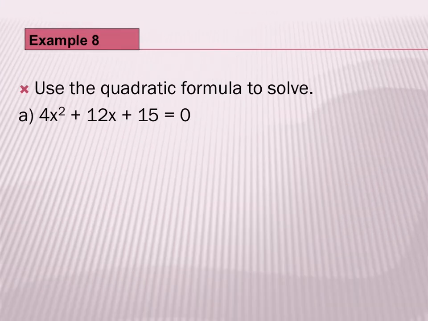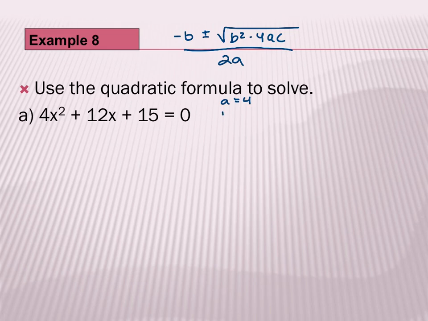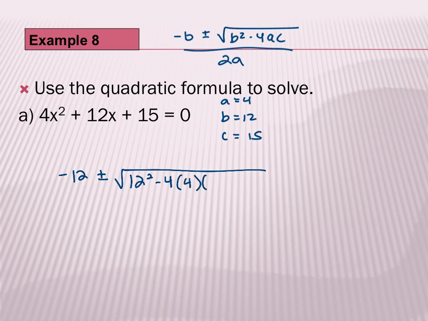All right, now your quadratics are going to have negative roots, okay? We already know this, that even if you've been trying to avoid it, you're going to have to know it. Negative b plus or minus the square root of b squared minus 4ac all over 2a is your quadratic formula. A is 4, b is 12, c is 15. And I get negative 12 plus and minus the square root of b squared minus 4 times a times c all over 2 times a.